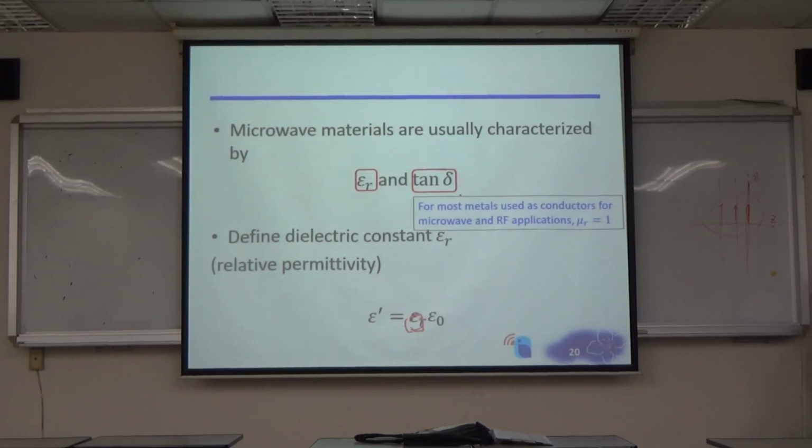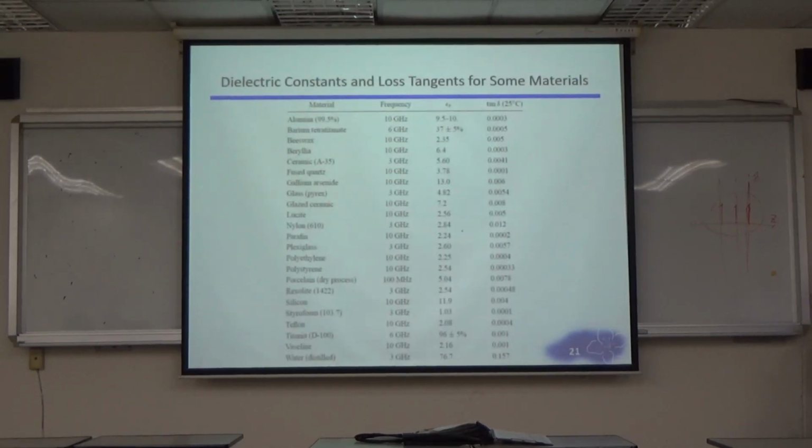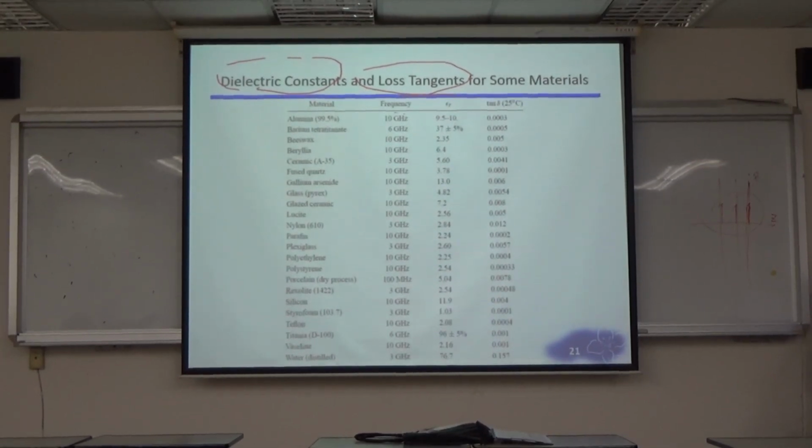And the loss tangent is the imaginary part divided by the real part. For most materials you use mu r equals 1, if we don't consider magnetic material. This is the dielectric constant and loss tangent. Epsilon r and the loss tangent are actually functions of frequency. They depend on the frequency. When you use a different frequency, those numbers may change. So you need to specify the frequency when you use epsilon r and loss tangent.